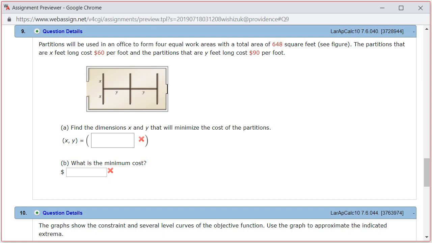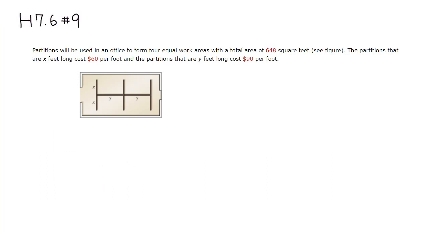It costs $90 per foot. But the work area has to be 648 square feet. So that's the condition. Let's do that. Let's see, what's the minimum cost? The cost function, I'm going to call it f of x, y as usual.